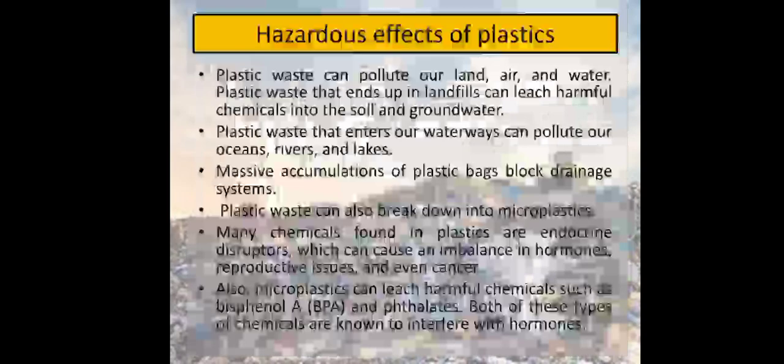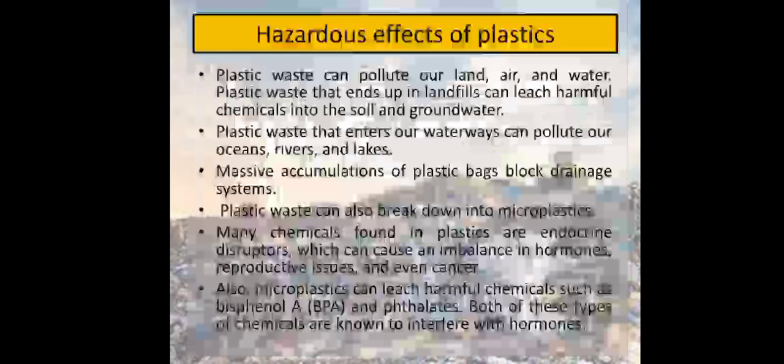The plastic waste that enters our waterways can pollute our oceans, rivers, and lakes. The massive accumulation of plastic blocks the drainage system, which is a major problem. The plastic waste can also break down into microplastics. Means these plastics may be converted into microplastics, and hazardous chemicals are present within these microplastics, which are responsible for causing different hazardous effects on human health.